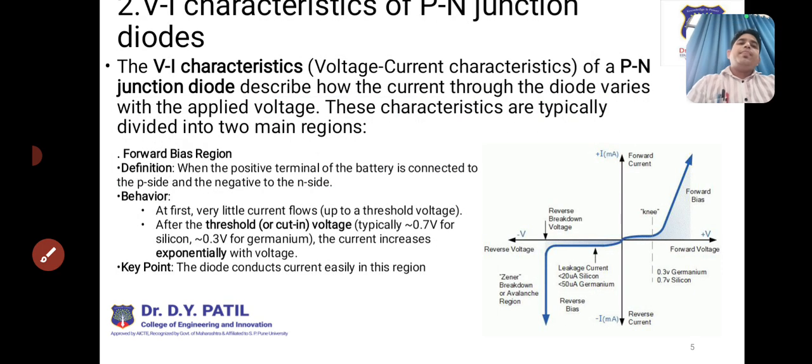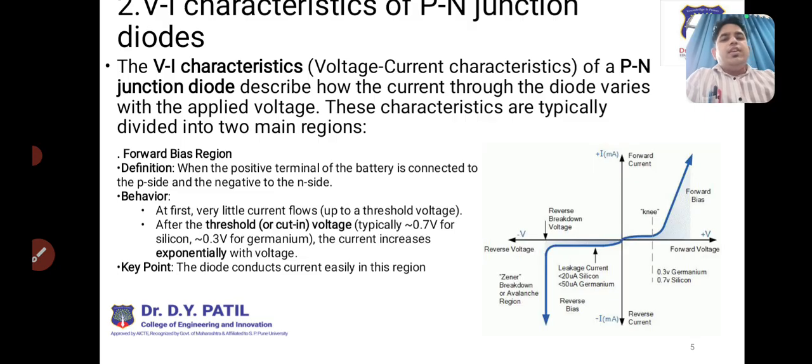So next, the VI characteristics of the PN junction diode, how it works in forward bias. There is one knee point. It is made up of semiconductor material, which means 0.2 and 0.7 volts. It is a cutoff point. The knee point is where the diode is going to turn on.